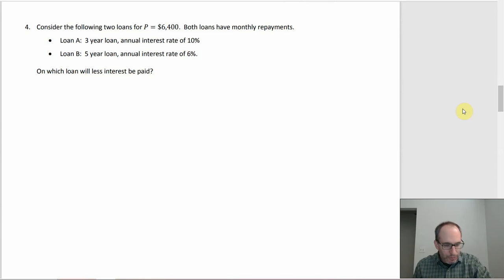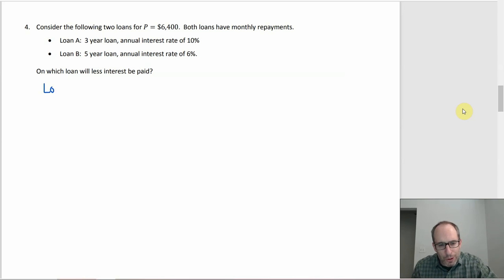So what you'd have to do here is figure out the total payments, right? Because then you can say, if we get the total payments, then the one that has the bigger total payment would have to include more interest, right? Because principal plus interest is total payment, and the principal is going to be the same for both of these. The principal is $6,400 each time. So what we're going to do is get the monthly payments, multiply it out to get the total payment, and then we should be able to figure it out from there.